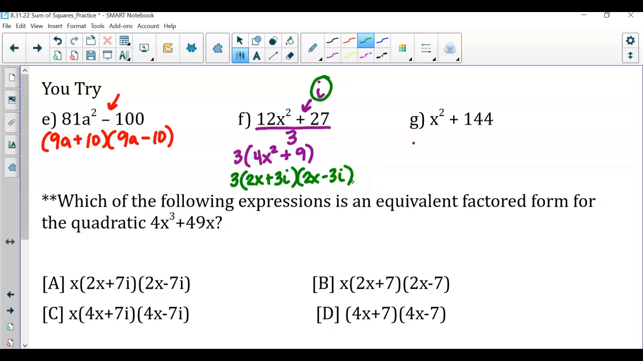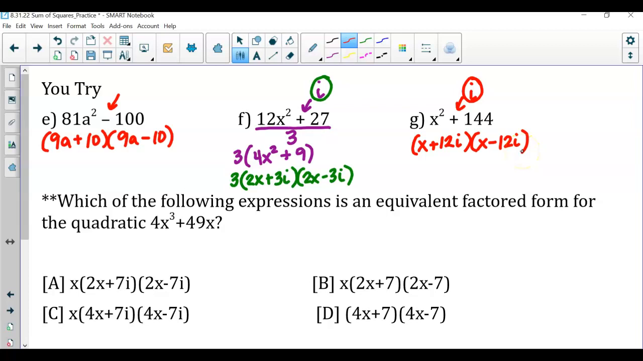So then here in the third one, notice how you had a sum of two perfect squares to factor. So we do, again, need i. No GCF. So this is just x plus the square root of 144, which is 12, so 12i, times x minus 12i.